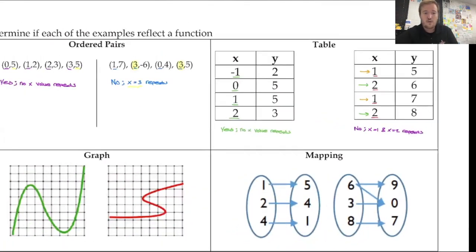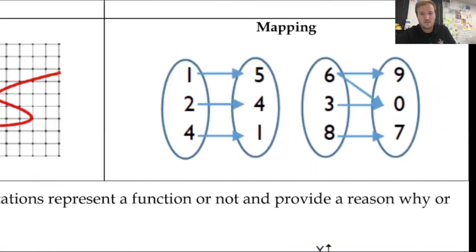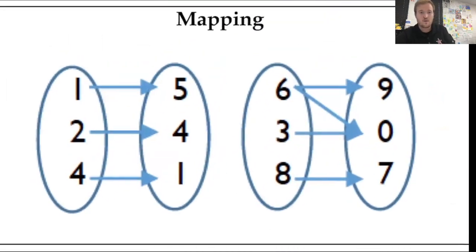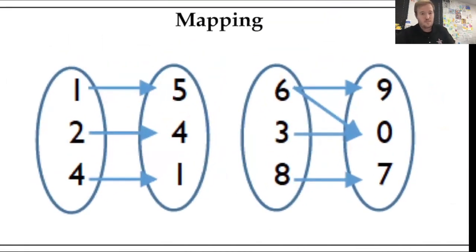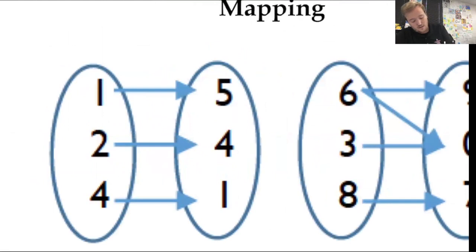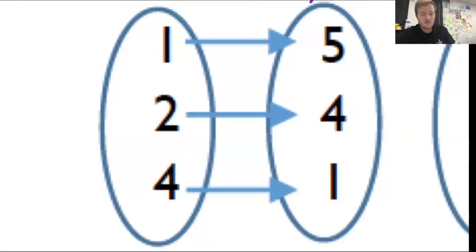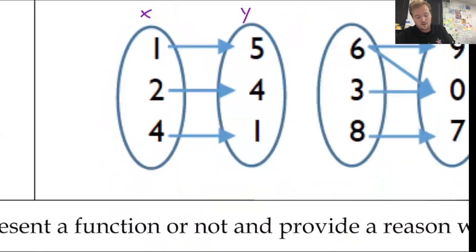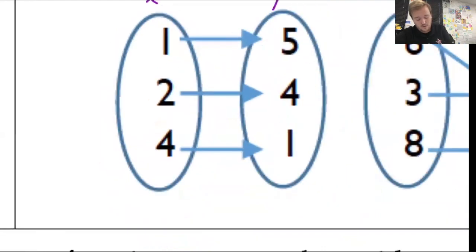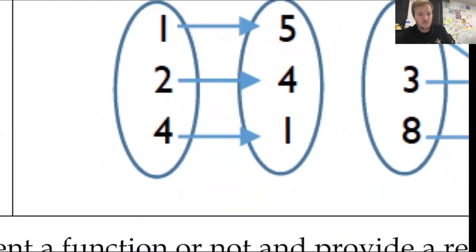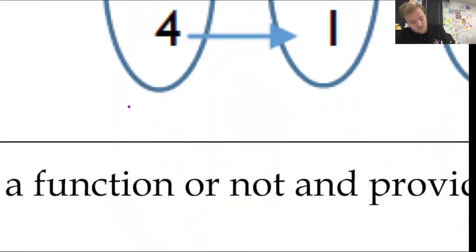All right, so now we're going to take a look at mapping, so we can stay consistent in what we're looking for. With mapping, your x values are in the left oval or ellipse, and your y values are in the right oval. So I'm going to look over here. We have 1, 2, and 4. Nothing repeats. You only have one arrow going to each value. So this one is a function.